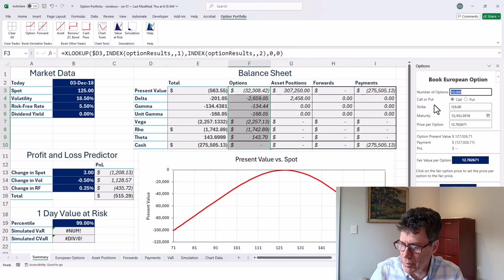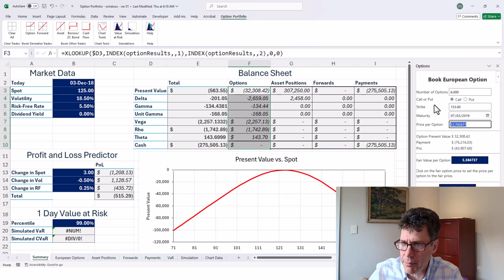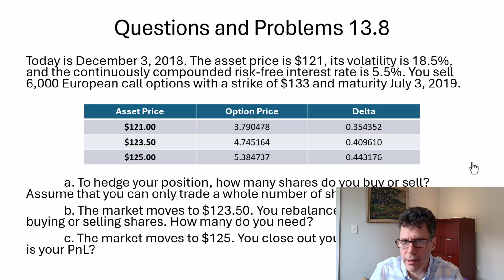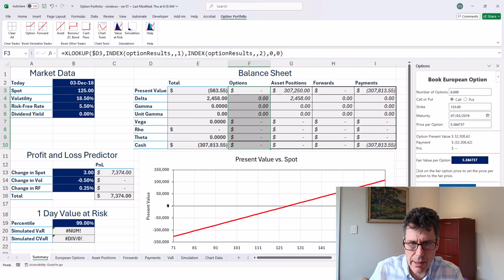So we get rid of the option position. We're going to buy back 6,000 call options with a strike of 133. Maturity was 7/3/2019. They're now worth 538.4737. Again, if I look at the problem statement, there's that 538.4737. So we've got things set up correctly. I am buying them back. My option position is now gone.